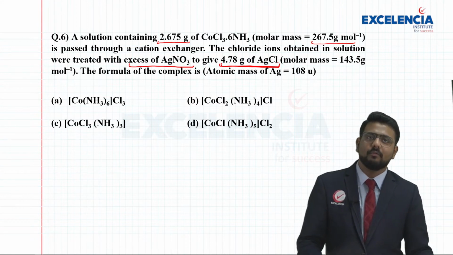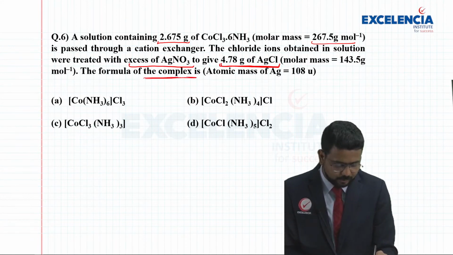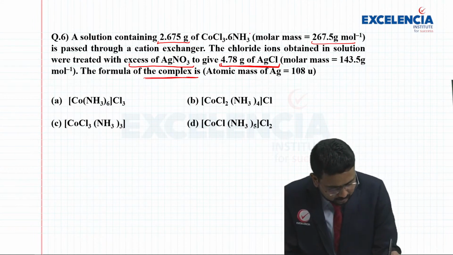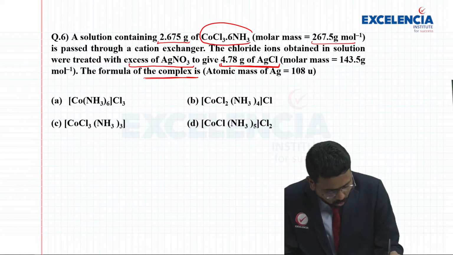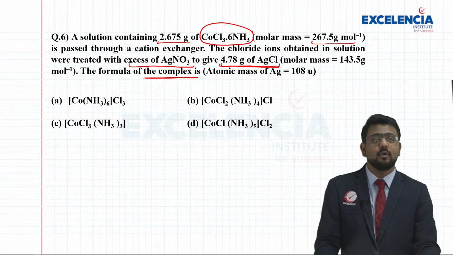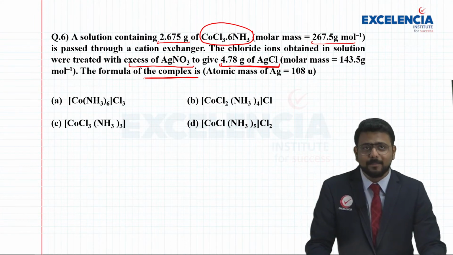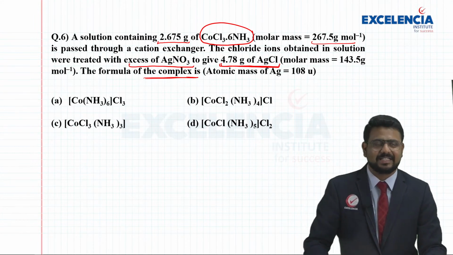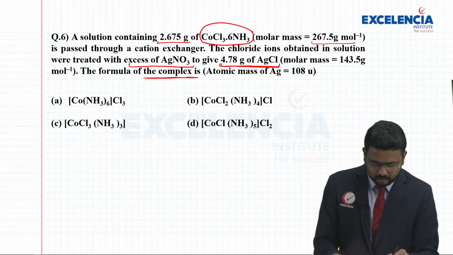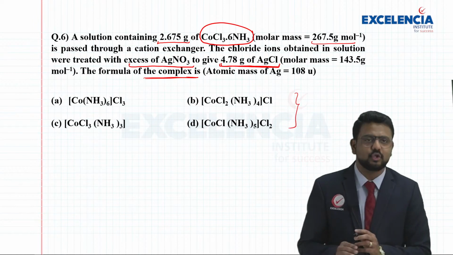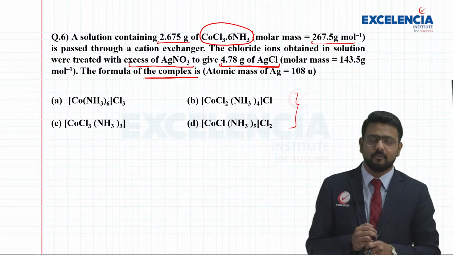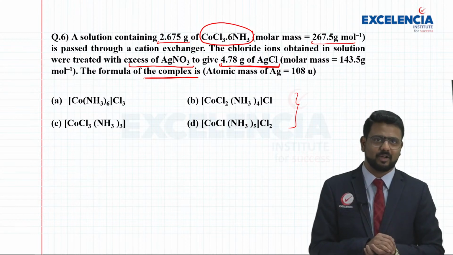Then the formula of this particular complex is, right? Now definitely we know that this particular complex is a coordinate complex. It is going to involve coordinate bonds, right? And all the more we know that the coordination number for cobalt generally is 6, right? So now the question is, you have been given these 4 options. These are all coordination compounds, right? We have to choose which of these is going to be the correct answer for us.